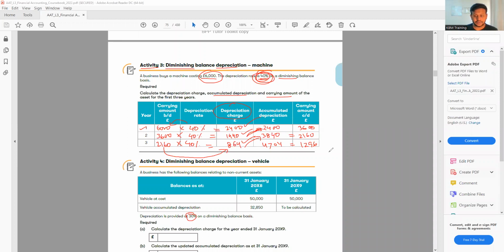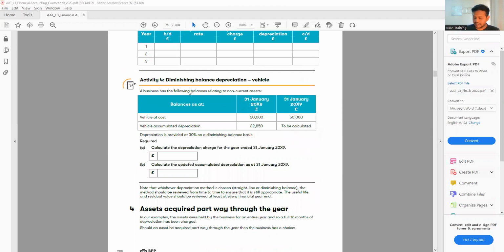The next question we have is activity 4 with the percentage, and that is for the diminishing balance depreciation method. So let's read this question and solve it together. It says diminishing balance depreciation, vehicles. A business has the following balances relating to non-current assets. Balance as at 31st January 2018 and 31st January 2019, so 2 years. Vehicles at cost is 50,000, and accumulated depreciation in 2018 we have 32,850, and 2019 to be calculated.